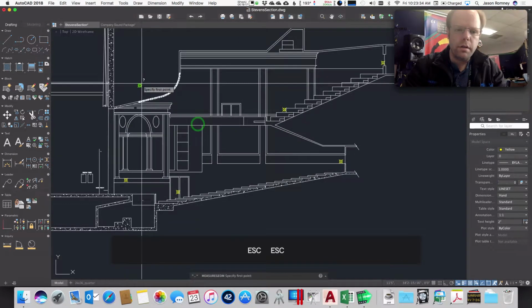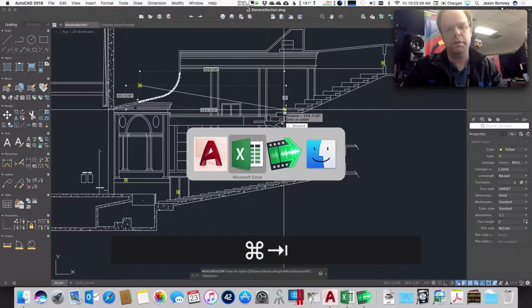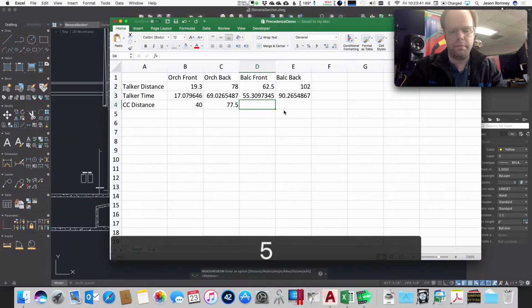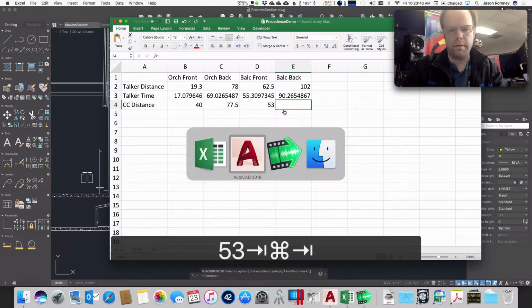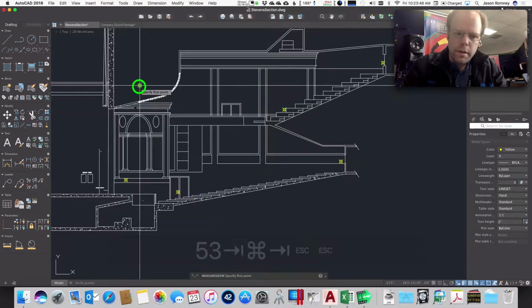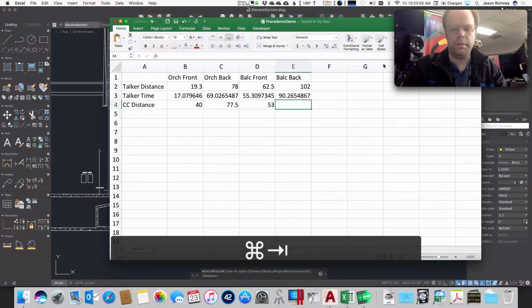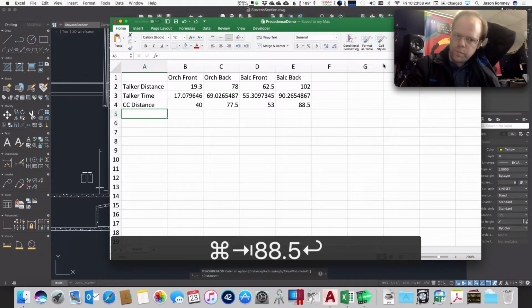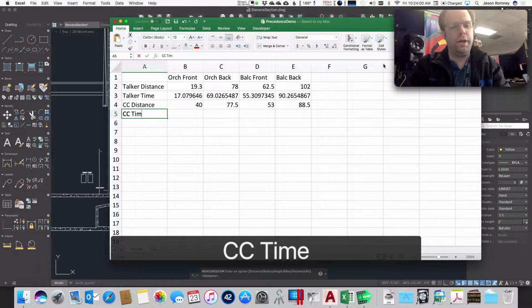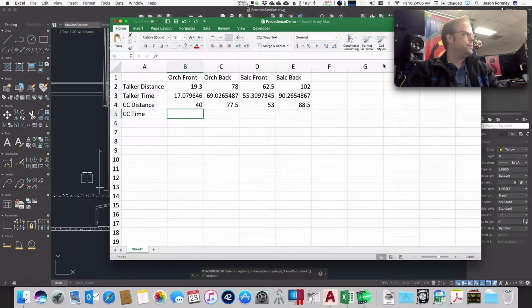And it is 53 feet away from the front row balcony. And it is 88.5 feet away from the back row balcony. So now I'd like to know how long it will take for the sound from the center cluster to get to each of those places, because this is about time, not distance, ultimately.